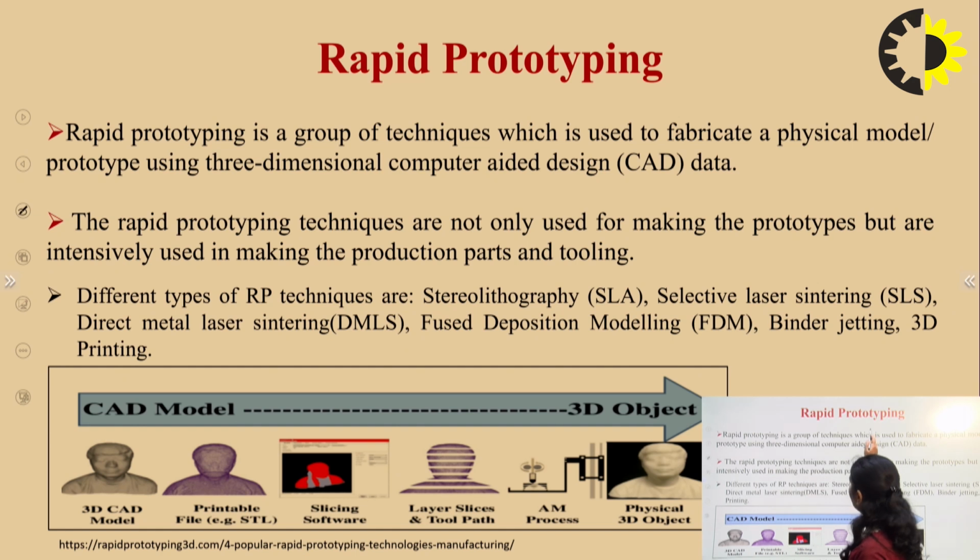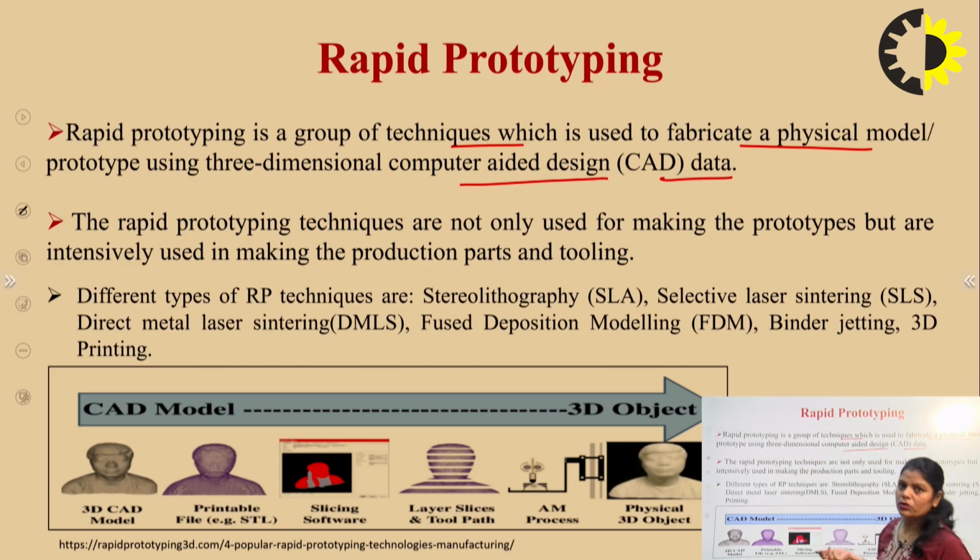In rapid prototyping, there are a number of techniques involved. Different rapid prototyping techniques are available which are used to fabricate a physical object. We can manufacture a physical object, and what we need for this is the CAD model. Okay, so three-dimensional computer aided design or CAD data. So the first requirement of the rapid prototyping technique is that we should have the CAD data or CAD model of the final product. It means we should have the design of what we want to produce.